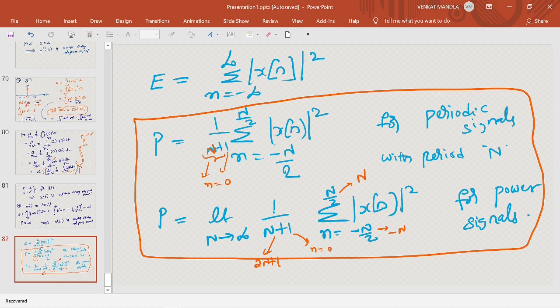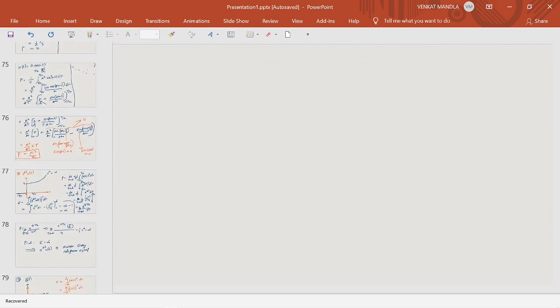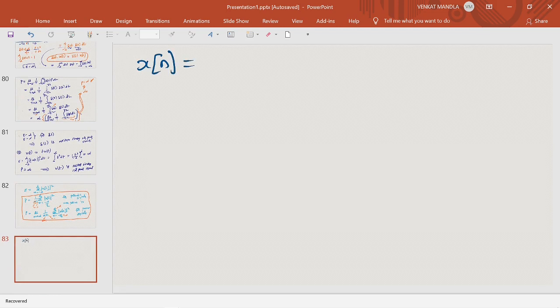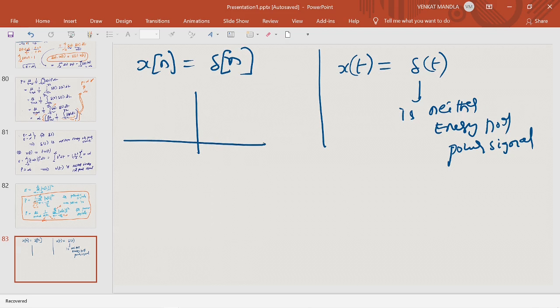I want to give one example for a discrete time signal. Let us say x of n equal to del of n. Is it an energy signal, a power signal, or neither? In the continuous time case, we already derived that x of t equal to del of t is neither an energy nor a power signal. We already proved it in the previous lecture. Now I'm taking x of n equal to del of n. What is del of n first? We define del of n equal to 1 at n equal to 0 and 0 otherwise.